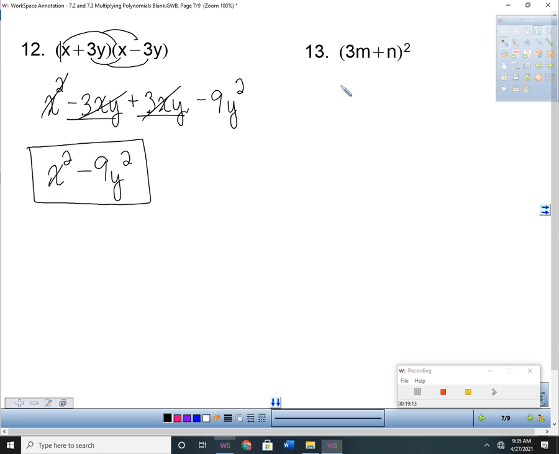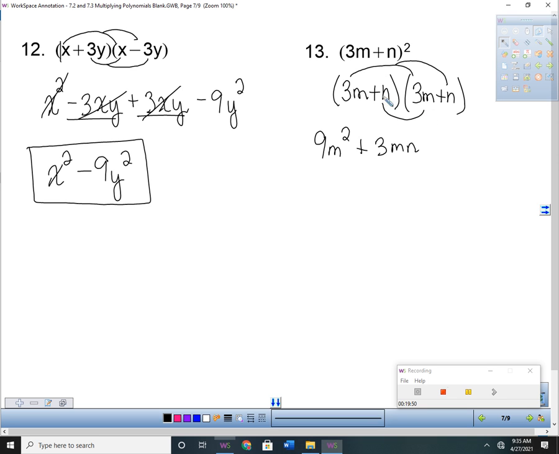So 13, we have (3m + n) squared. So I know that that is (3m + n) times (3m + n). So I take 3m times 3m. 3 times 3 is 9, and m times m is m squared. 3m times 1n, 3 times 1 is 3. M times n is mn.